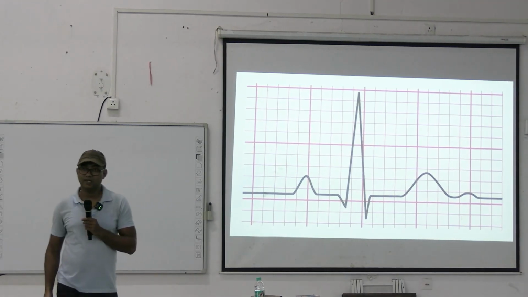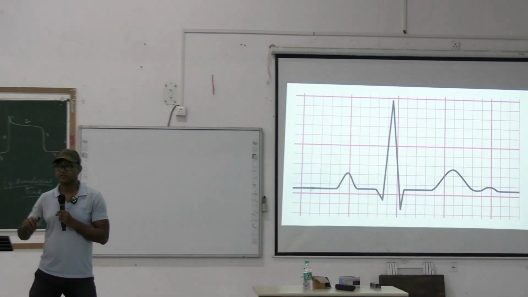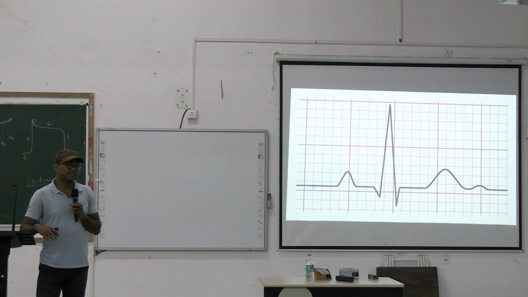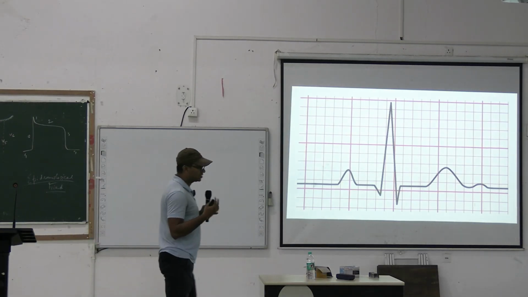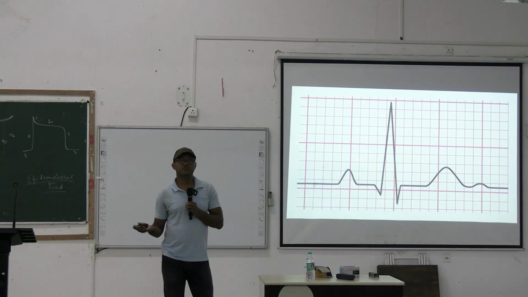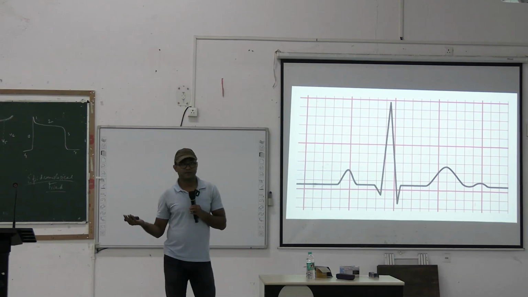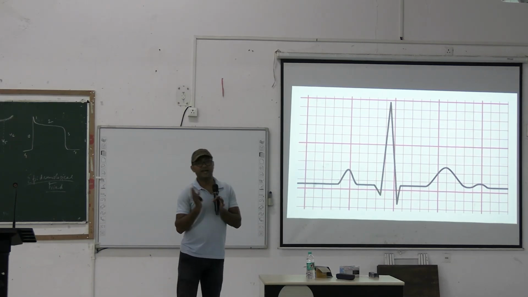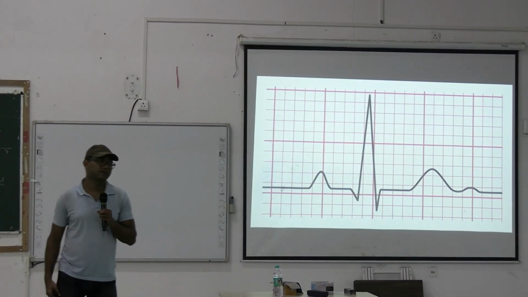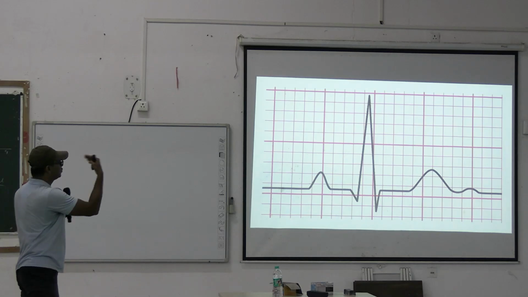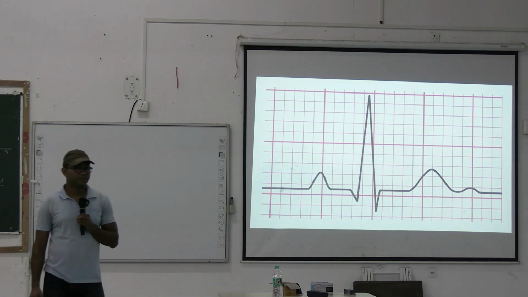Clear? So a question may be asked, why ST segment is isoelectric? Okay, then you need to tell that in cardiac myocytes, phase 2 action potential is isoelectric because of calcium entry and potassium exit. Okay, and the collective action potential that gives rise to ECG wave, in the ECG wave, phase 2 corresponds to ST segment. That is why it is isoelectric. Clear?